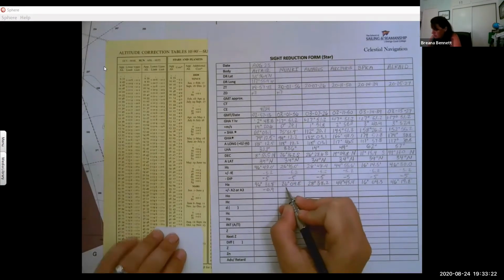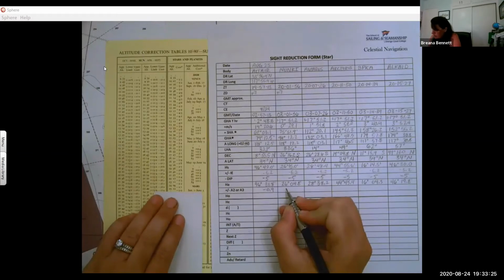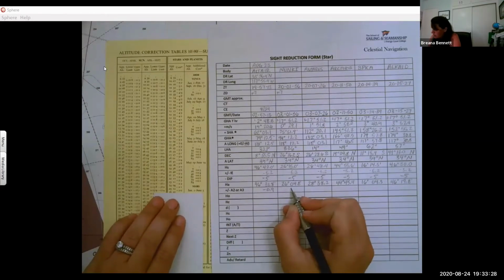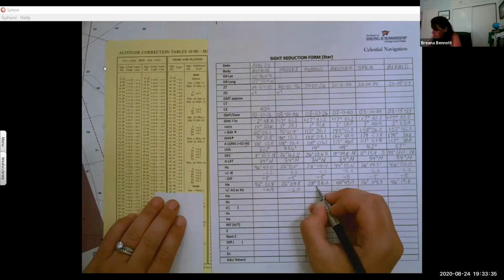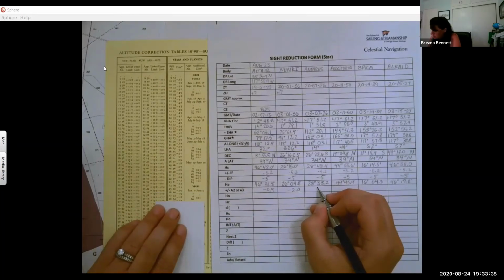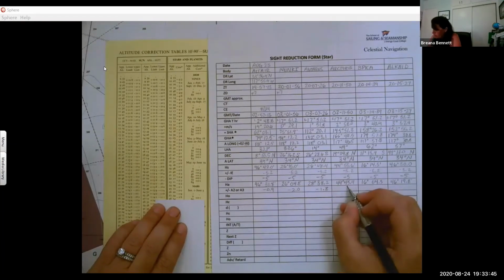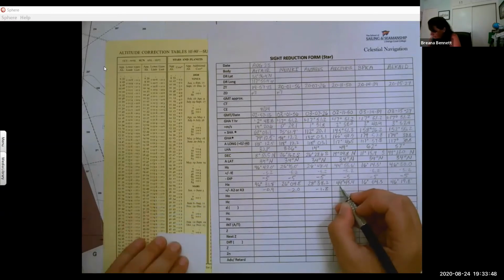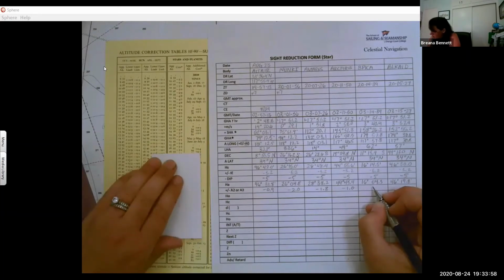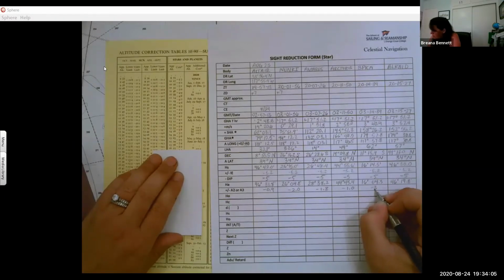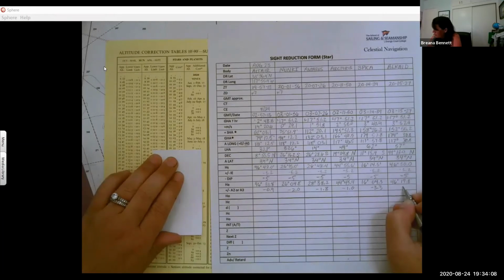Our 26 degrees, we have 2512 and 2620. So our correction is minus 2.0. 28 degrees is going to be minus 1.8. 45 degrees, or 44, is going to be minus 1.0. 16 is going to be minus 3.3. And we have another 46.